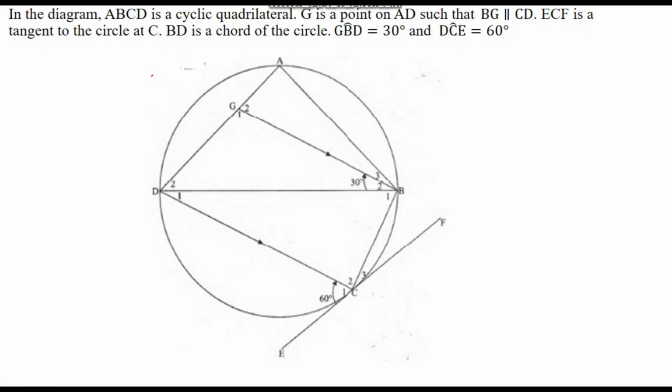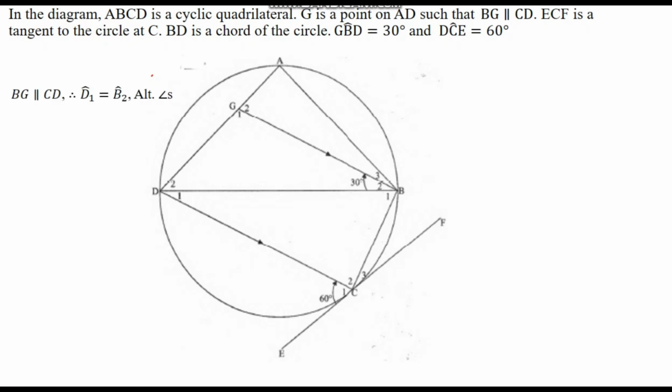ECF is a tangent to the circle at C. There is line ECF, and point C is the point of tangency, or the point of contact between the tangent and the circle. Angle GBD is equal to 30 degrees. Angle DCE is equal to 60 degrees. They are indicated in the diagram. Angle GBD is indicated in the diagram as angle B2, and angle DCE is indicated as angle C1. Now let us move on.